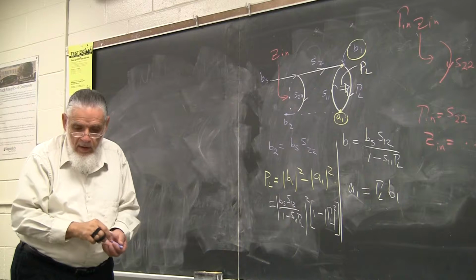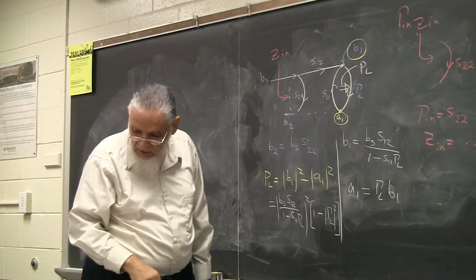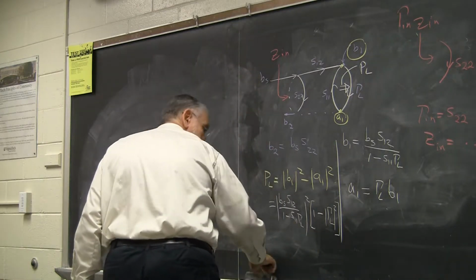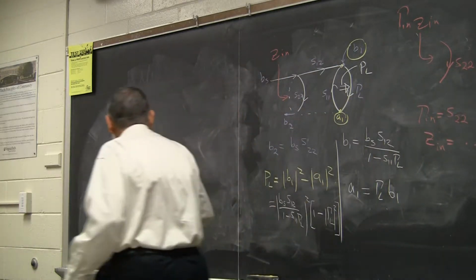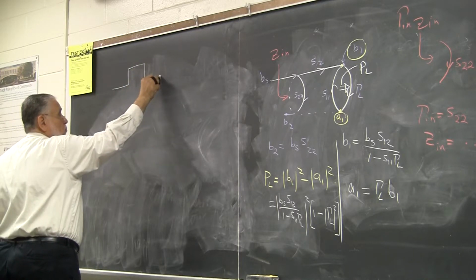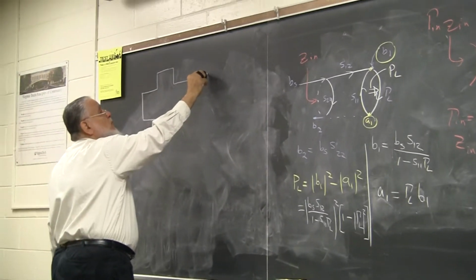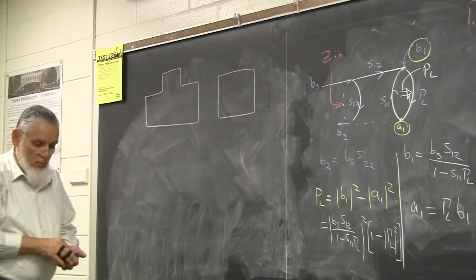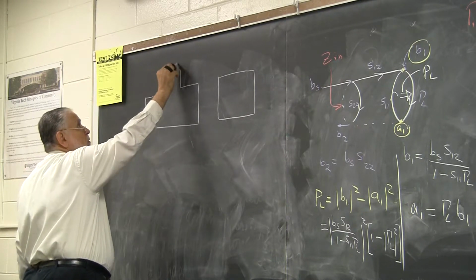Next problem, there are two parts. One of them is we would like to get an expression for S21 of a combination of two networks. One of them is a three-port network. And the other one is a two-port network. If you want to see the circuit, there are wires here.